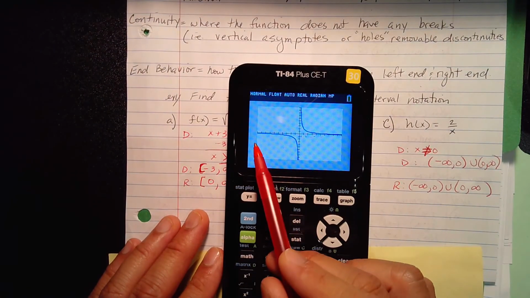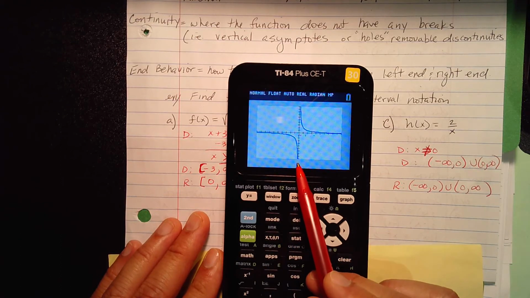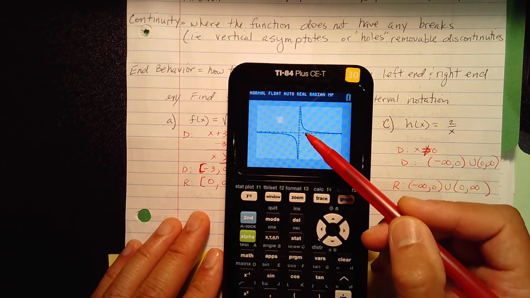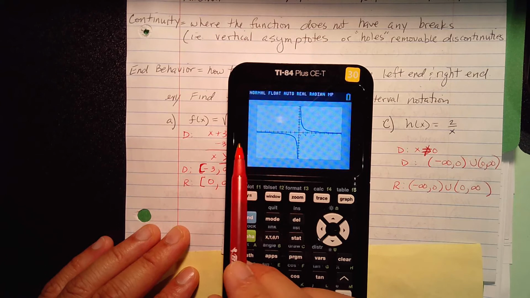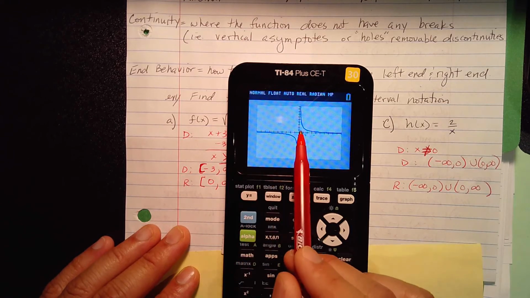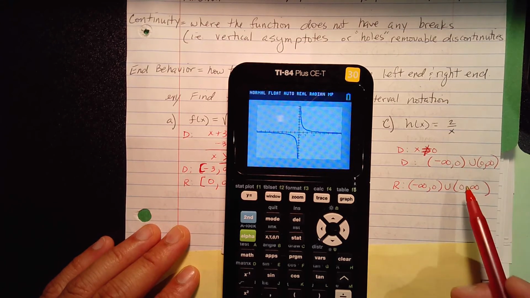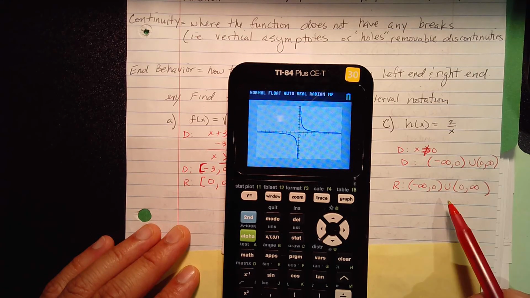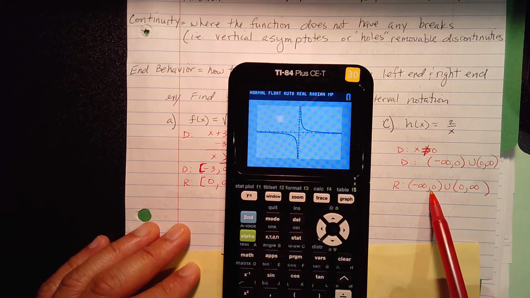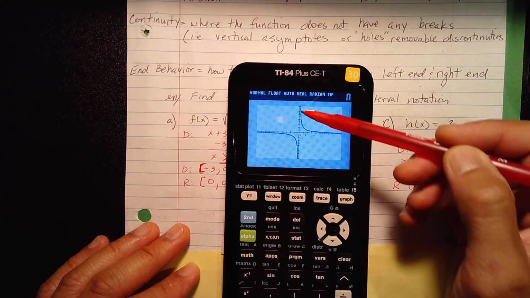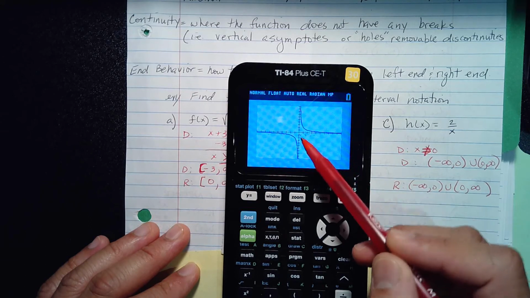Domain, think x values. It's coming from negative infinity and it covers all the x values, and then it continues back up here, and then it continues to positive infinity. So the domain is all numbers except x cannot equal 0, because if x were equal to 0, this would be undefined. So that's why there's a parenthesis around here. The range is also from negative infinity to 0, union with 0 to infinity. So range, think up and down. Again, it's covering all the y values, but not 0.